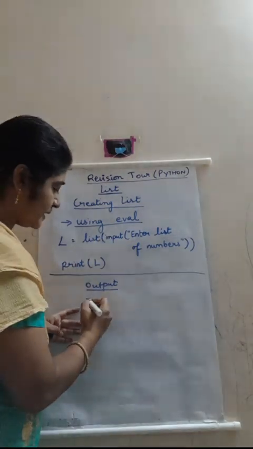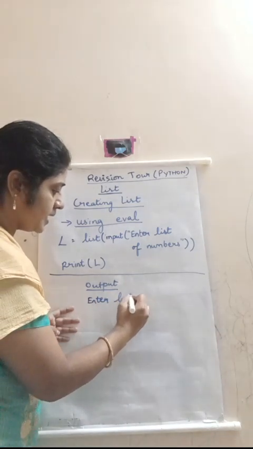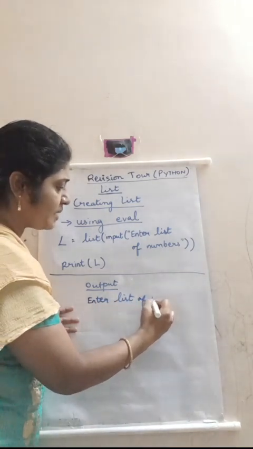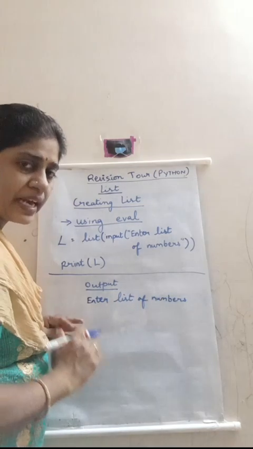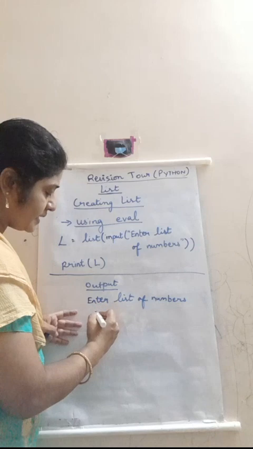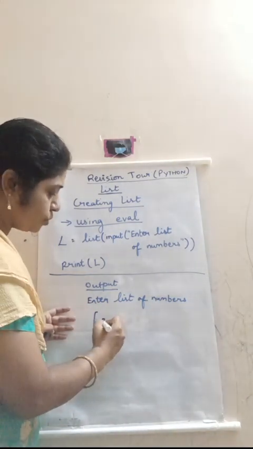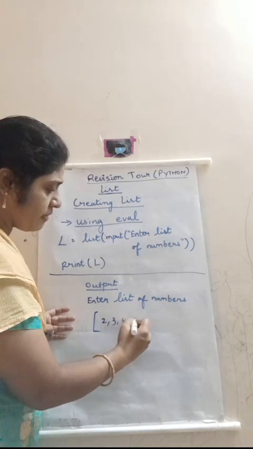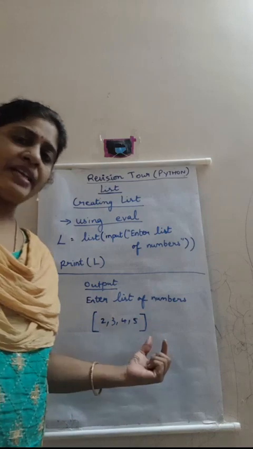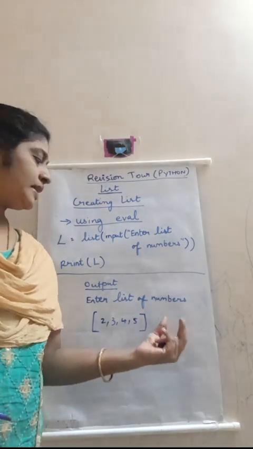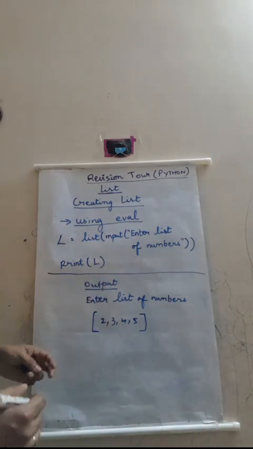Okay, you will get the message "enter list of numbers" when you execute this statement. Suppose the user enters the input in the form of a list, like 2, 3, 4, 5. Now if he enters the input like this, what will be the output? What will be the value of L? Print L. What will be the value of L?